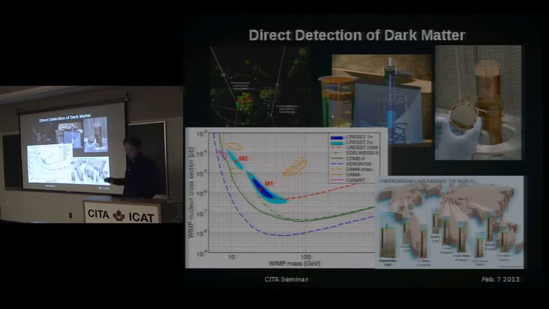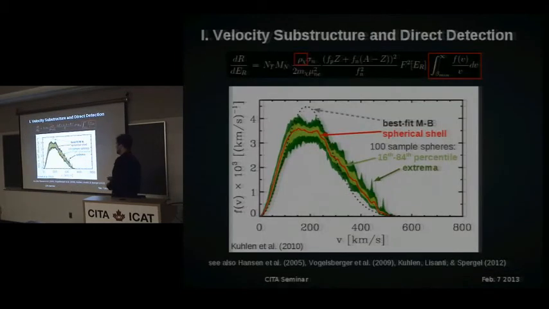So one thing that I mentioned is that these different signal regions and exclusion curves depend on the assumptions you make about the behavior of dark matter at the Earth scale. So there again, we can use our simulations to try to say something. The typical assumption that people make is that the dark matter is distributed in a Maxwellian. So this is now plotting the speed distribution of dark matter at Earth. The typical assumption that people make here is that it's a Maxwellian distribution.